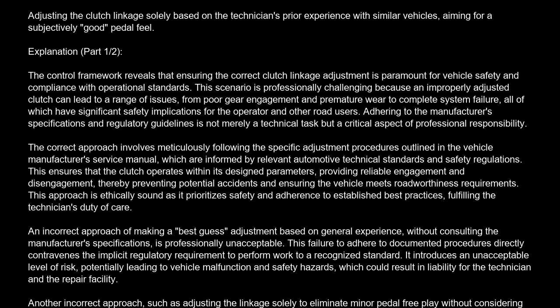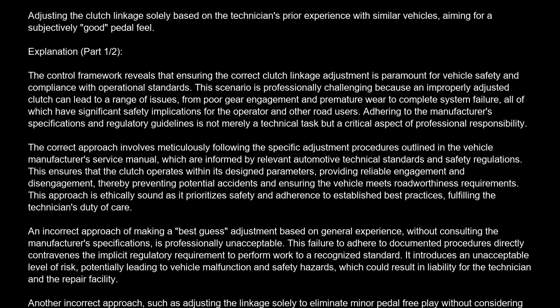Adhering to the manufacturer's specifications and regulatory guidelines is not merely a technical task, but a critical aspect of professional responsibility. The correct approach involves meticulously following the specific adjustment procedures outlined in the vehicle manufacturer's service manual, which are informed by relevant automotive technical standards and safety regulations. This ensures that the clutch operates within its design parameters, providing reliable engagement and disengagement, thereby preventing potential accidents and ensuring the vehicle meets roadworthiness requirements.